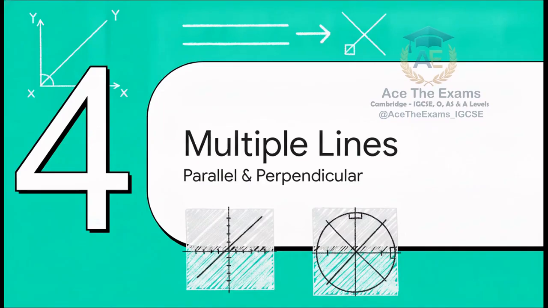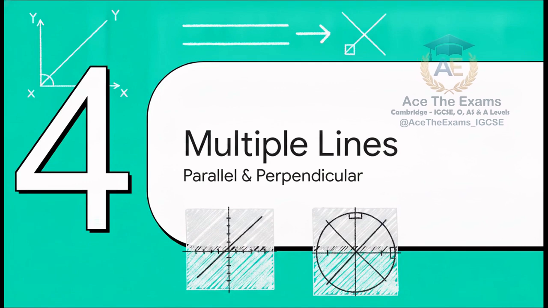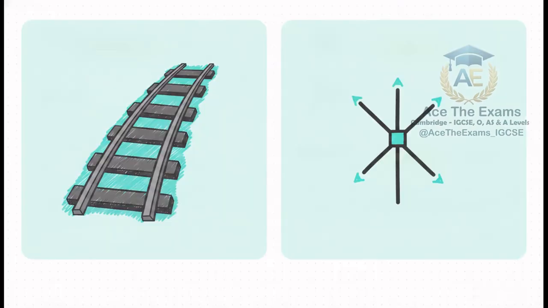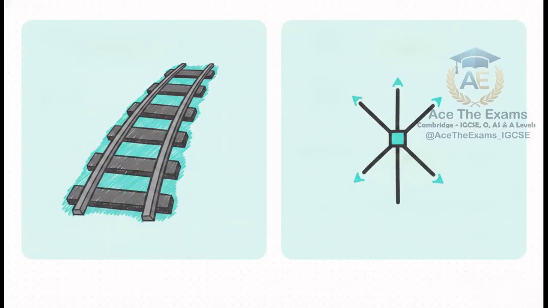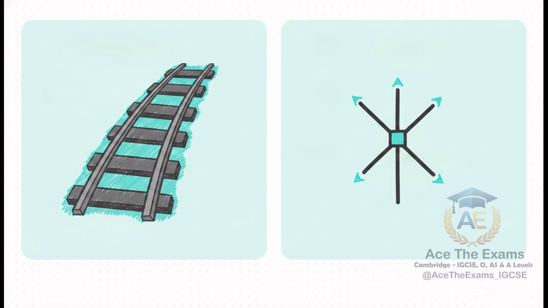Section 4. Parallel and perpendicular lines. We know how to build a single line, which is great, but coordinate geometry gets really interesting and a bit more challenging when we drop multiple lines onto the exact same graph and see how they interact with each other. The two major interactions you're going to be tested on are parallel and perpendicular lines, and we need to contrast these sharply in our minds to prevent any exam day mix-ups.